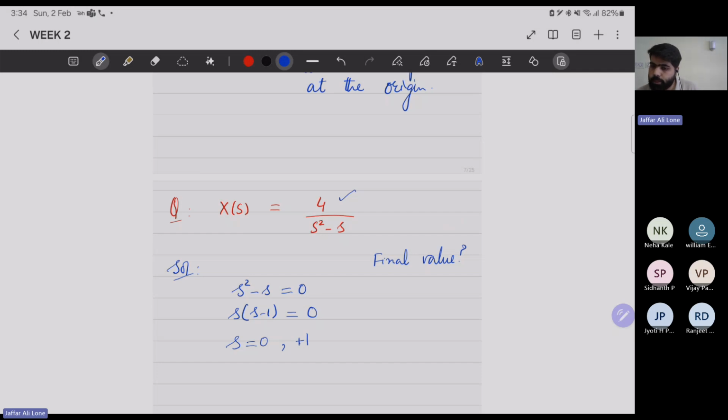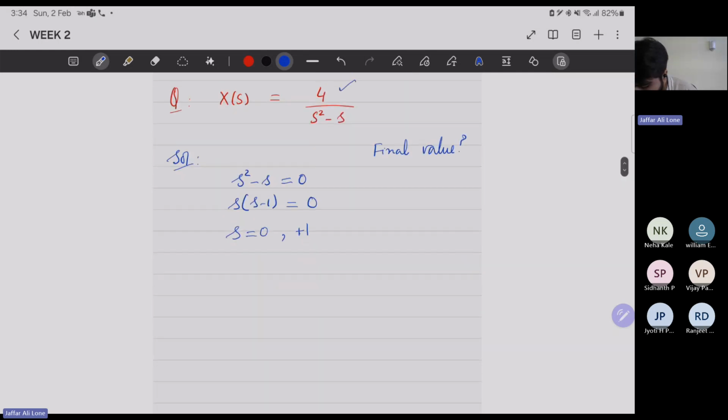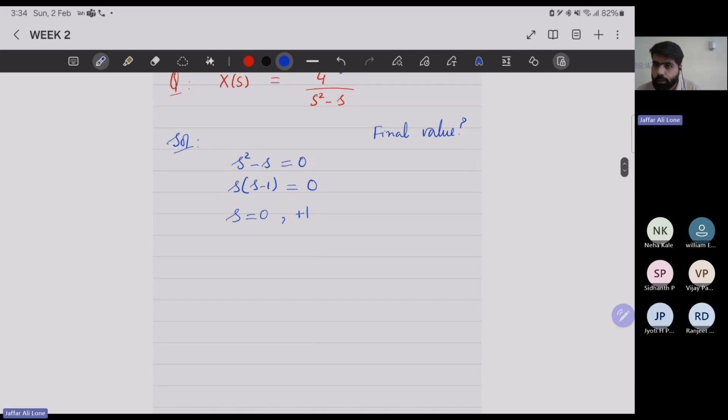Why is this an unstable system? Because as t tends to infinity, my response also tends to infinity. It just blows up. But let's see. In this case, we said that we cannot apply the final value theorem, but how can we find the final value? That's also a question.